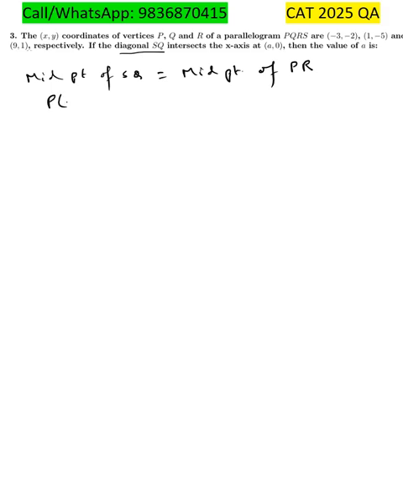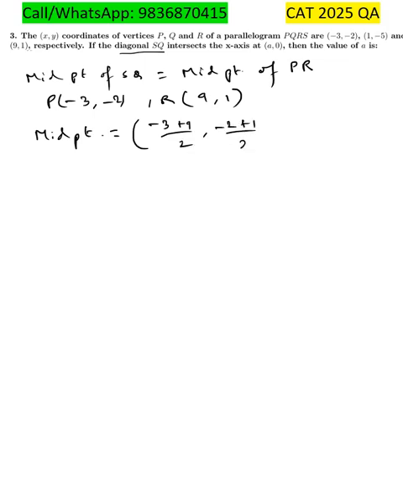So P coordinates (-3, -2) and R (9, 1). So midpoint is equal to ((-3 + 9)/2, (-2 + 1)/2). So this is (3, -1/2).